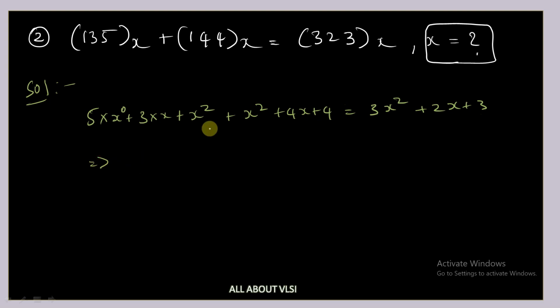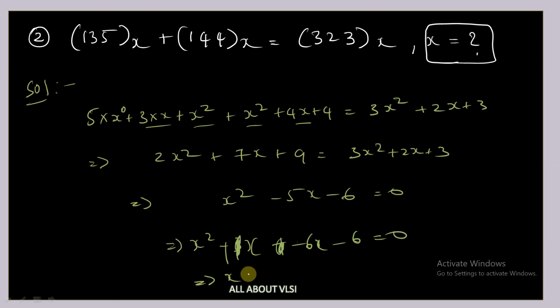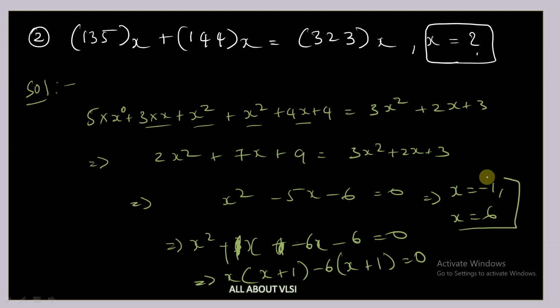Okay, so it is nothing but 2x square plus 3x plus 4x, 7x plus 9, which is equal to 3x square plus 2x plus 3. And if we solve this, it is nothing but x square minus 5x minus 6 equal to 0. What are the roots of this equation? We can write it as (x minus 6) into (x plus 1) equal to 0. So x is equal to minus 1 and x is equal to 6, we are getting, right?